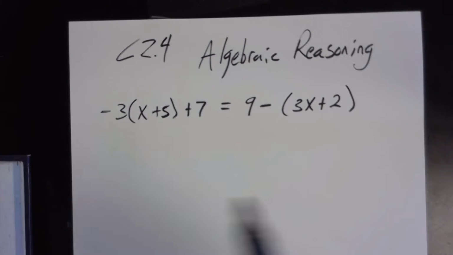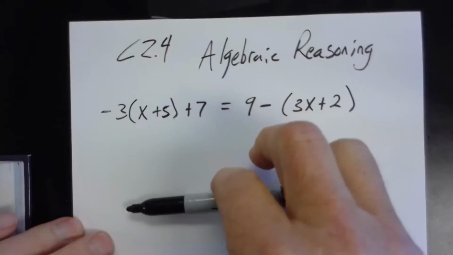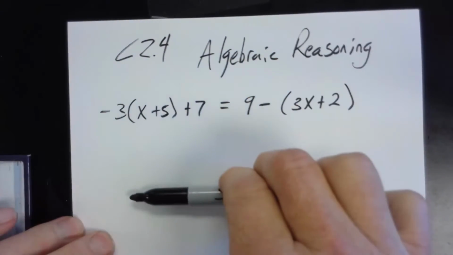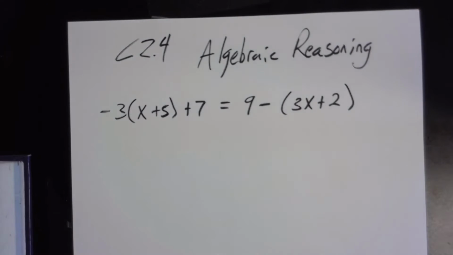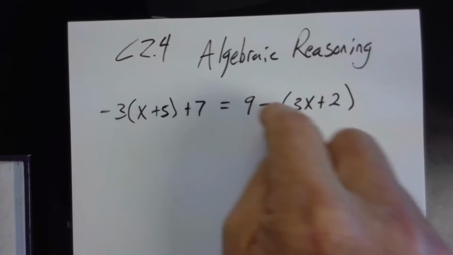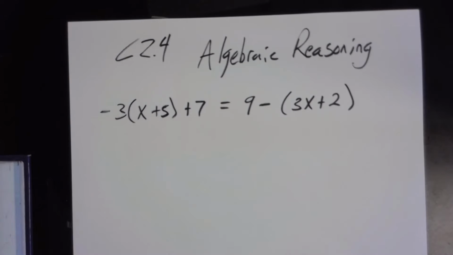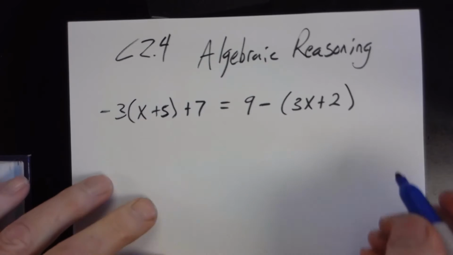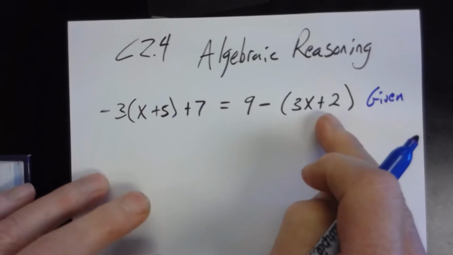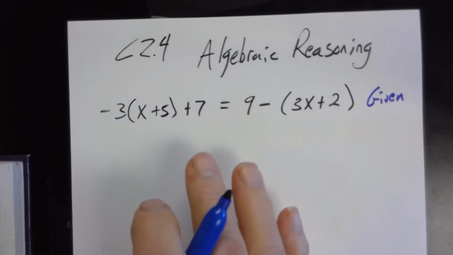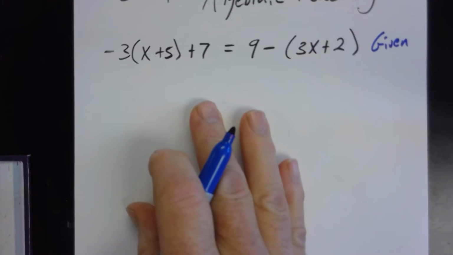Every time we have a new equation, as we solve this and keep getting new equations, we have to have a reason, a justification for where that equation came from, how it came about. Even the first one, we have to have a justification. So this is the easy one. This is given. This equation, where did it come from? Well, it was given. So now we're going to start solving it.